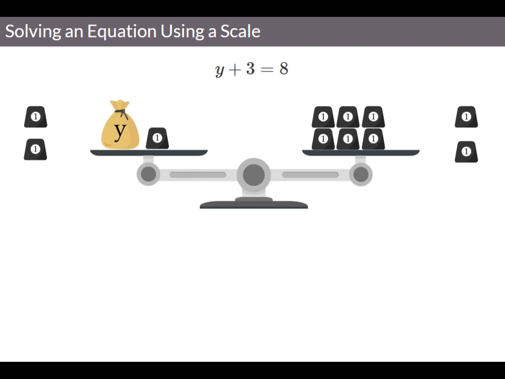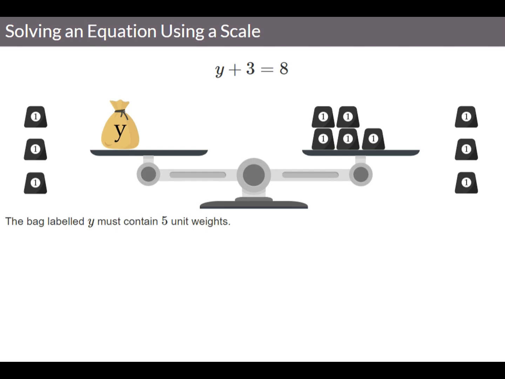We can repeat this action 2 more times, and in total, remove 3 unit weights from each side of the scale. Since we have removed the same weight from both sides, the scale remains balanced. From the scale, we can see that the bag of y unit weights balances with 5 unit weights.